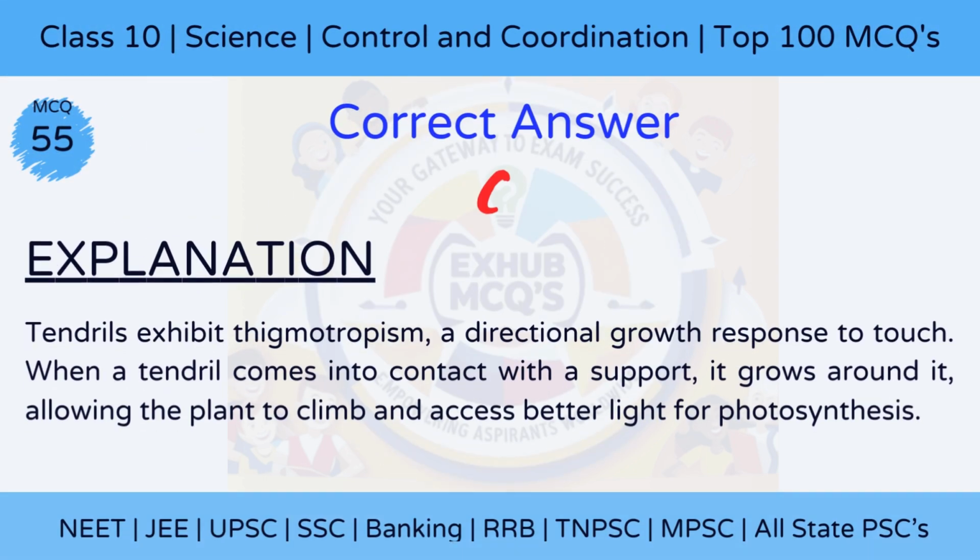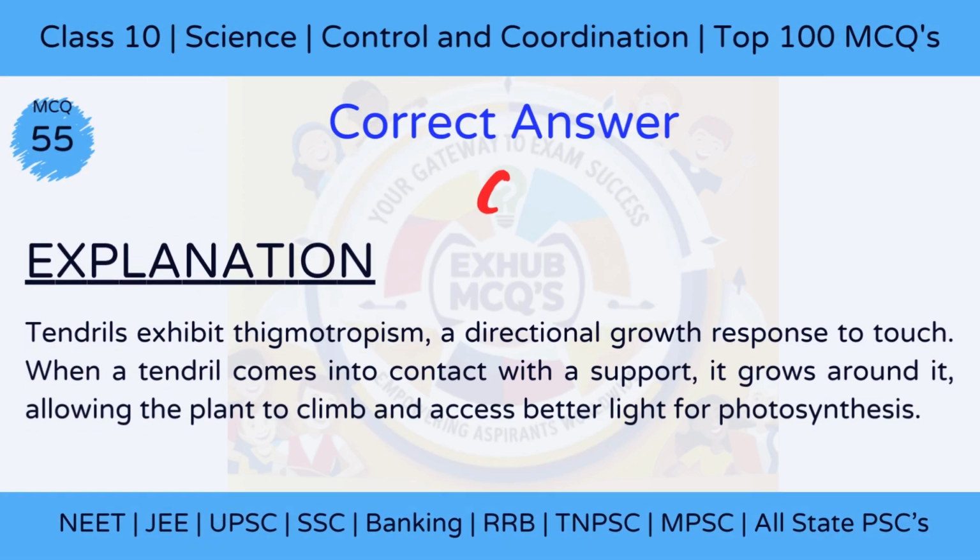The correct answer is option C, thigmotropism. Explanation. Tendrils exhibit thigmotropism, a directional growth response to touch. When a tendril comes into contact with a support, it grows around it, allowing the plant to climb and access better light for photosynthesis.